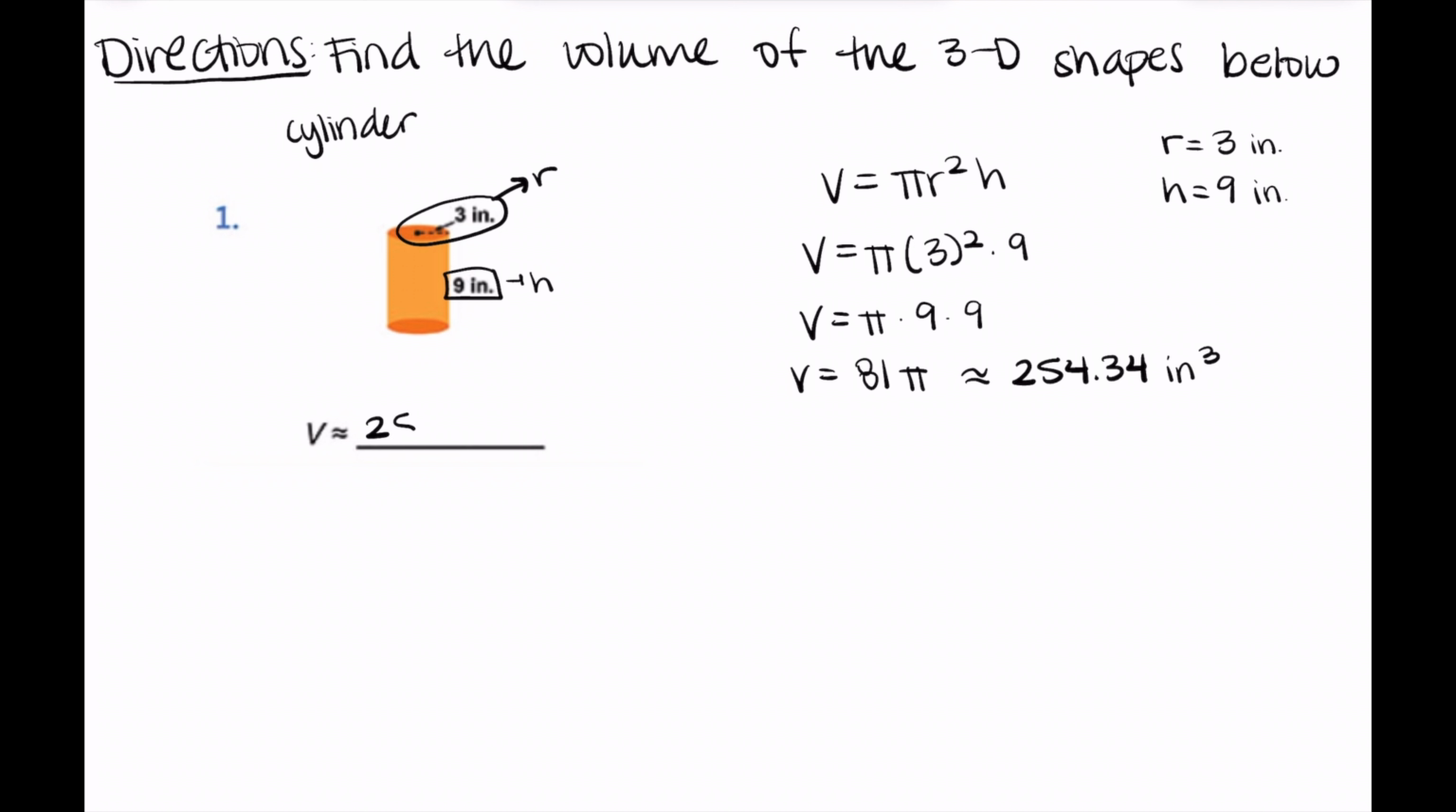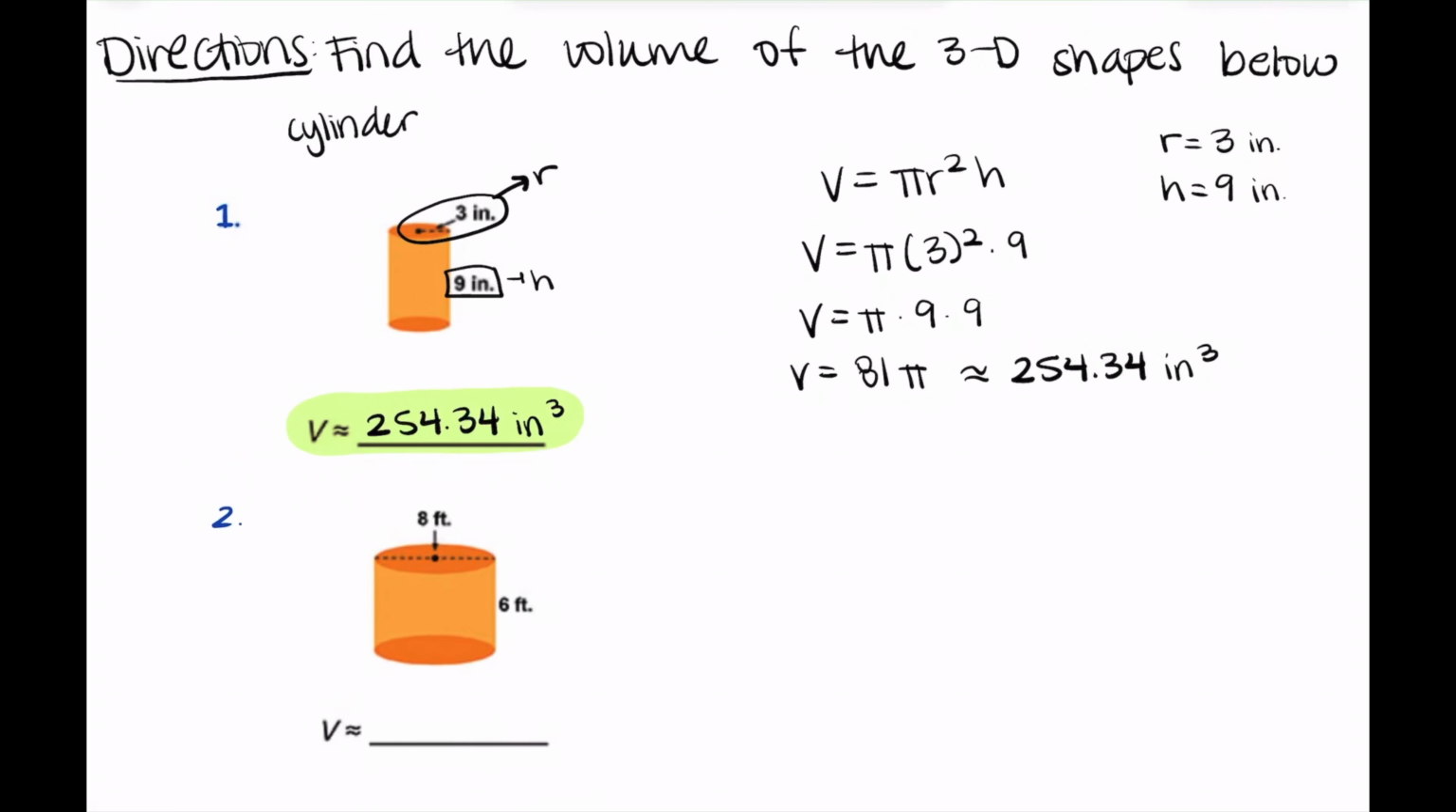254.34. Our units are inches, but our units will be cubed here because since it's volume, our units are cubed. So our answer for the volume of this cylinder would be 254.34 inches cubed. Now we'll move into our second question. Again, here we have a cylinder.